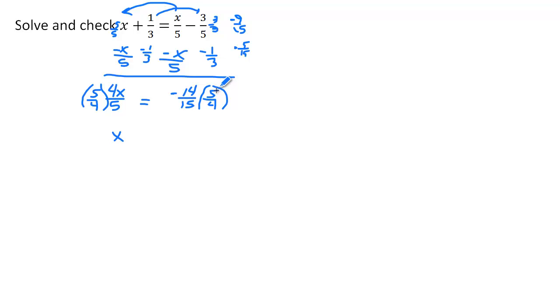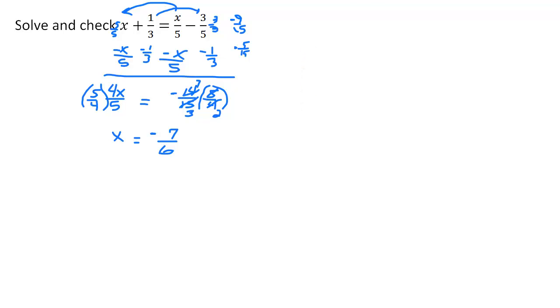The 15 and the 5 cancel, left with a 3 in the denominator. The 14 and the 4 cancel, I'll be left with a 2 in the denominator and a 7 in the numerator. So 7 times 1, 3 times 2, and don't forget your negative sign. So x becomes negative 7/6.